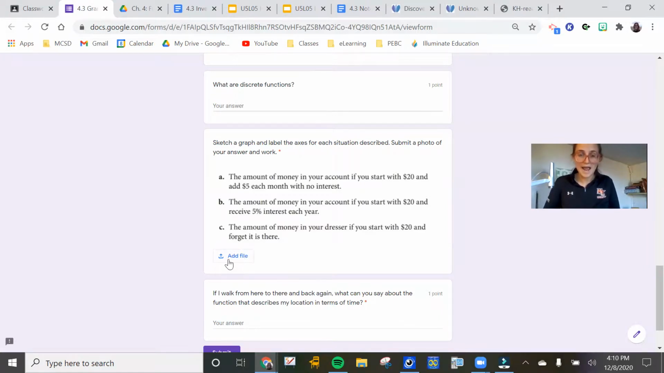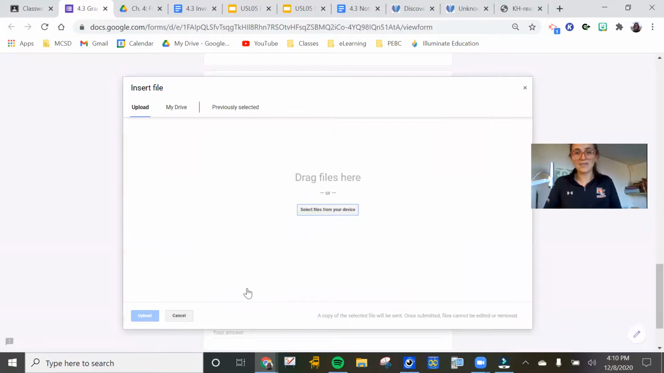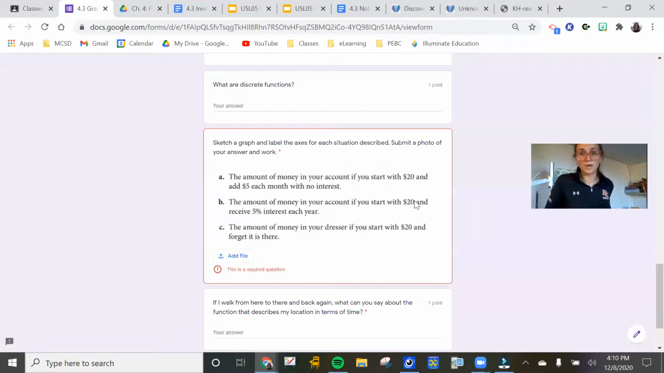So you can do that by adding a file, and then you'd take a picture and you can email it to yourself, or you can upload it to your Google Drive and then drag that file into here and upload the picture that way. Or if you're doing this Google form from your phone, then I think it would be really easy to take a picture from your phone. It would be saved in your photos, and then you could upload it directly to here.